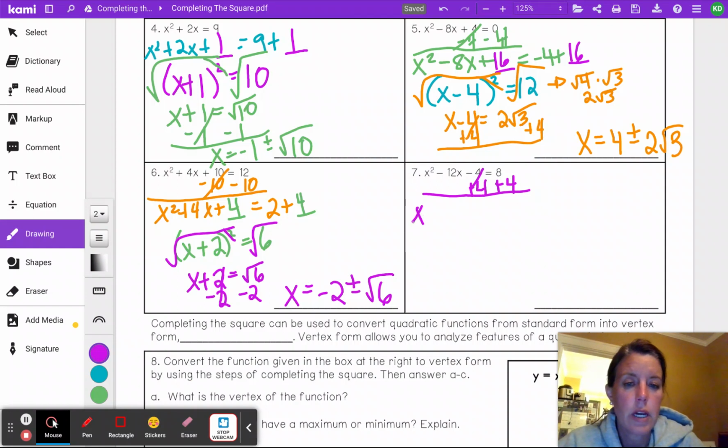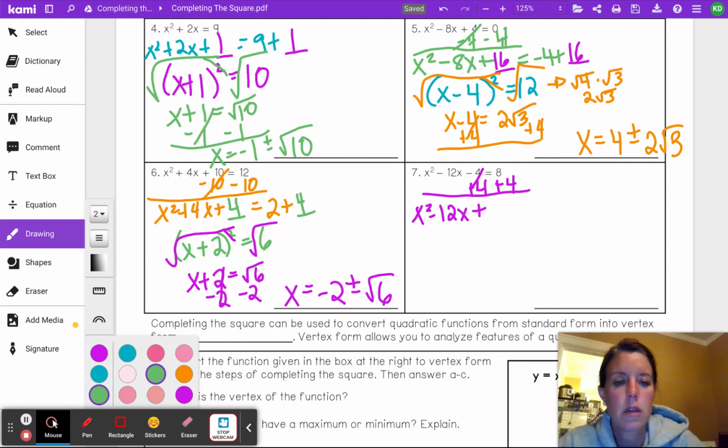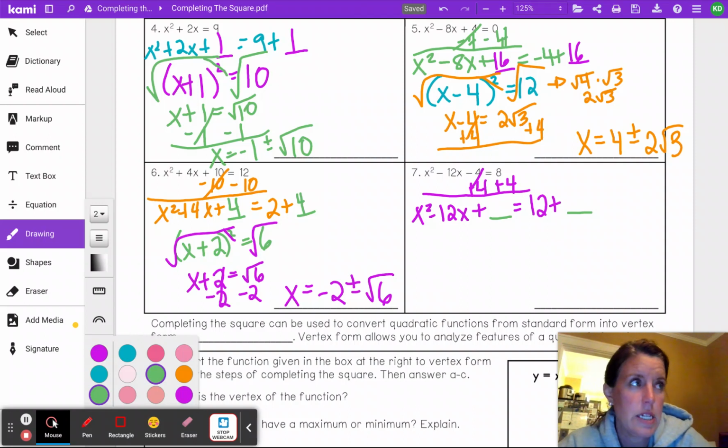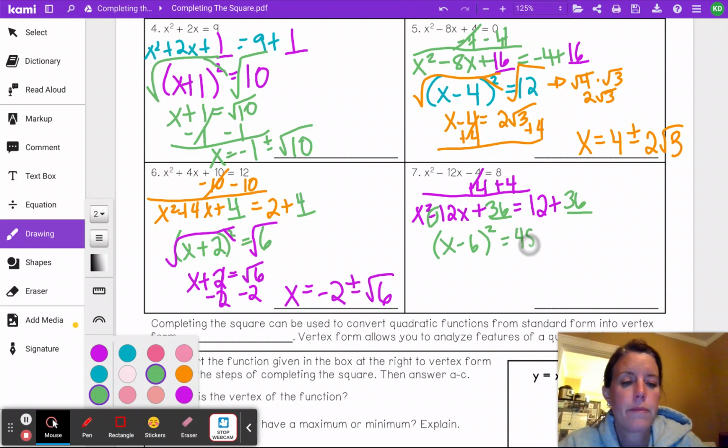Okay, so now I've got x squared minus 12x plus whatever number is going to go right there equals 8 plus 4 is 12 plus my new term. Negative 12, half of that is negative 6. Negative 6 times negative 6, positive 36, so 36 on both sides. So this binomial is x minus 6 because we've got this minus right here. X minus 6 squared equals 12 plus 36 is 48.